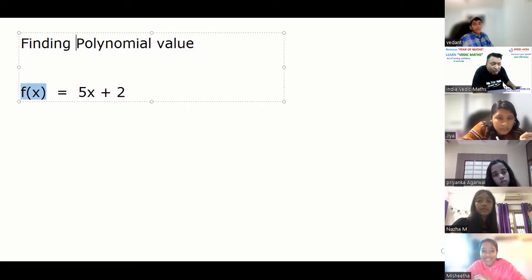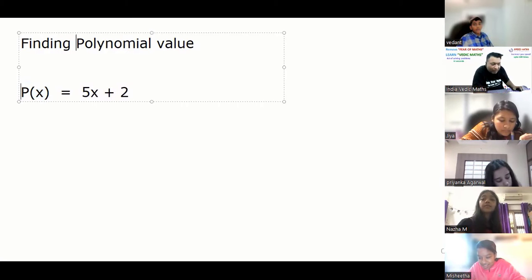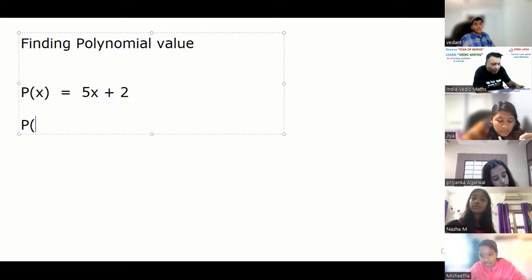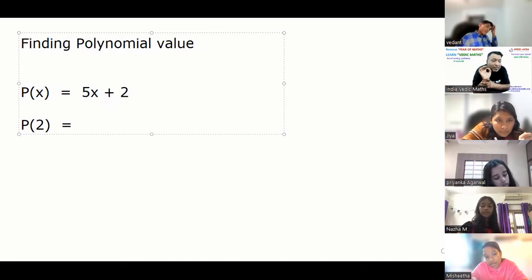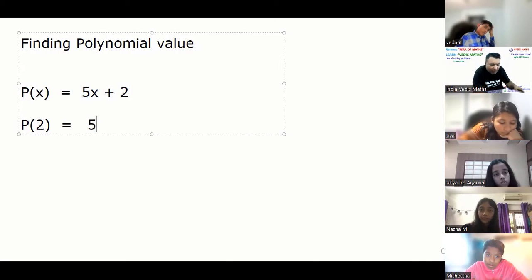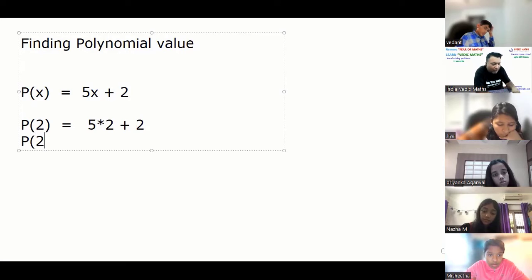Means this function is of x. Generally, I use P because P means polynomial. So P of x means polynomial of x. If polynomial of x is 5x plus 2, what is the value of polynomial of 2? Very simple. You will say, sir, I will substitute x equal to 2. Agree? P of 2 means what? You substitute x equal to 2 here. How much does it become? 5 into 2 plus 2.